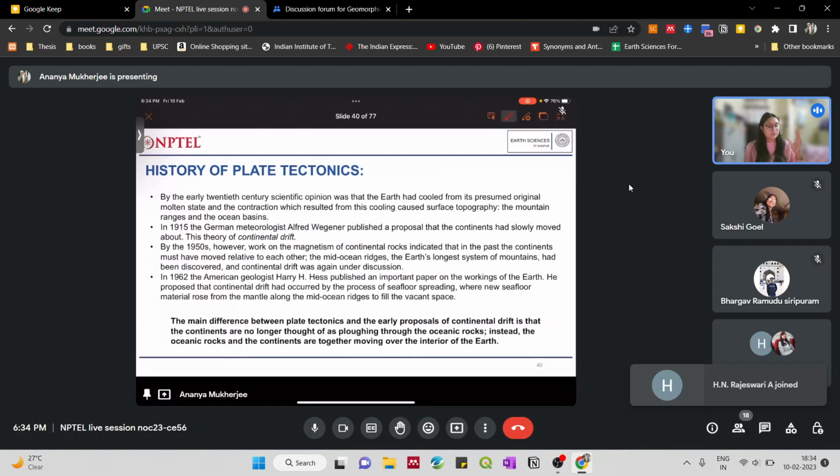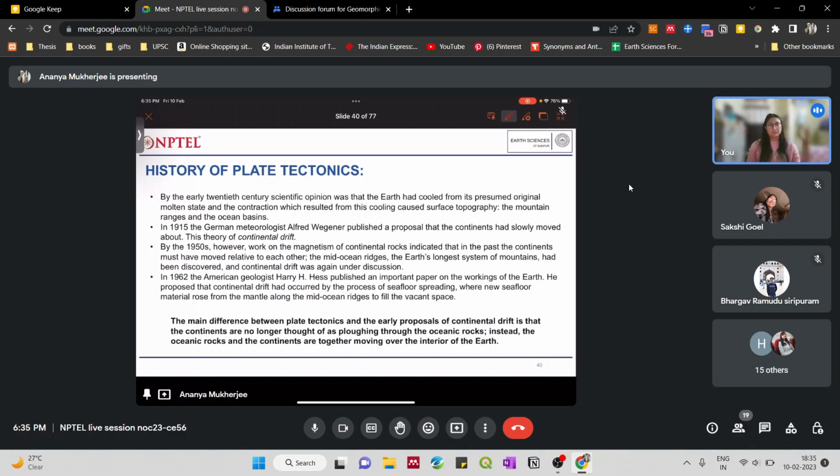While they were right about how the earth cooled from the molten state, they were not correct about the whole mechanism of the mountain ranges and the ocean basins forming. So in 1915, a very well known name you must have heard is Alfred Wegener. He proposed the continental drift theory. According to this theory, he said that the continents drifted relative to each other in the past, and that's how they came into the current position.